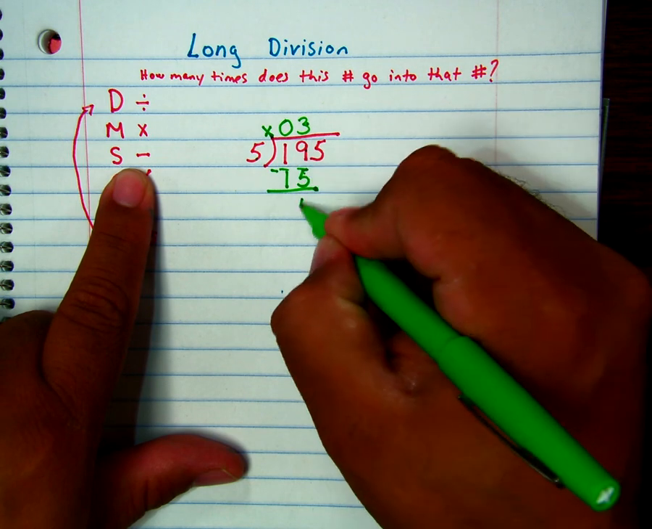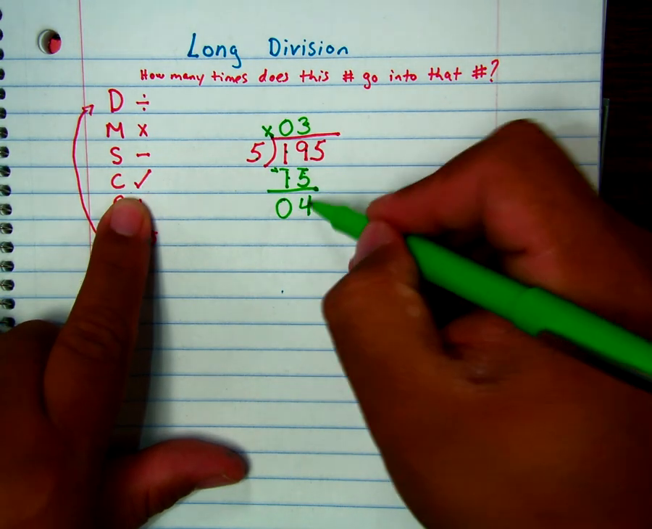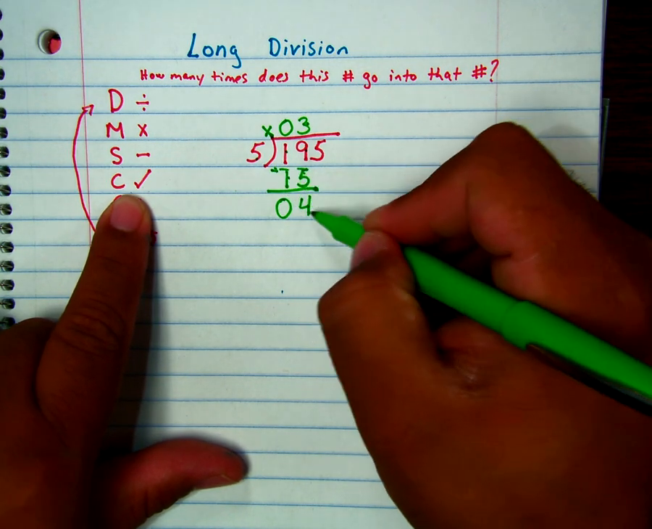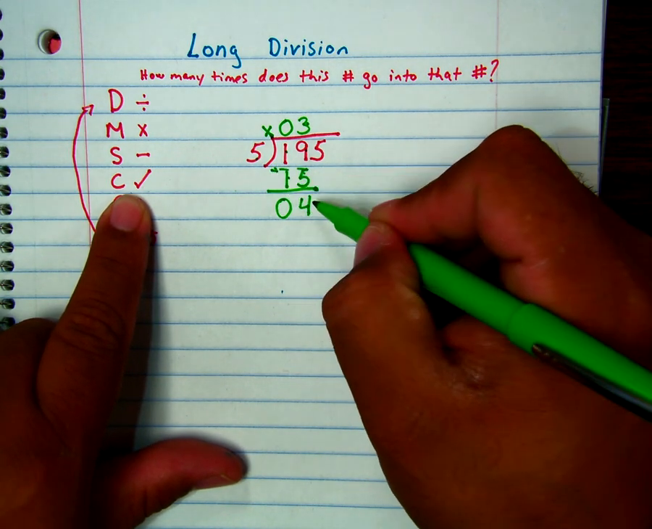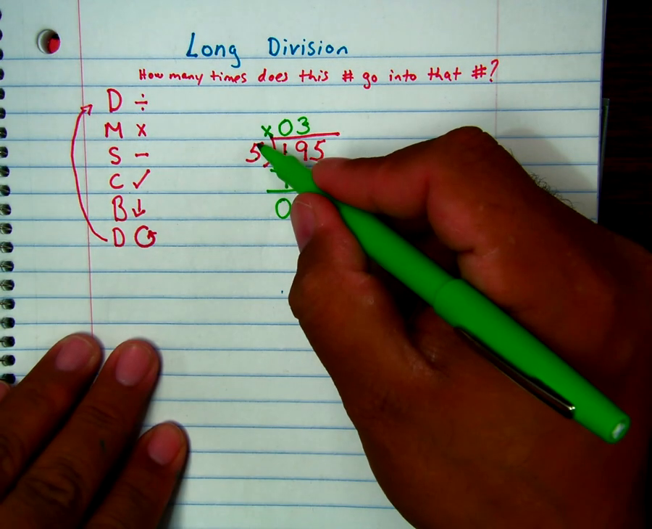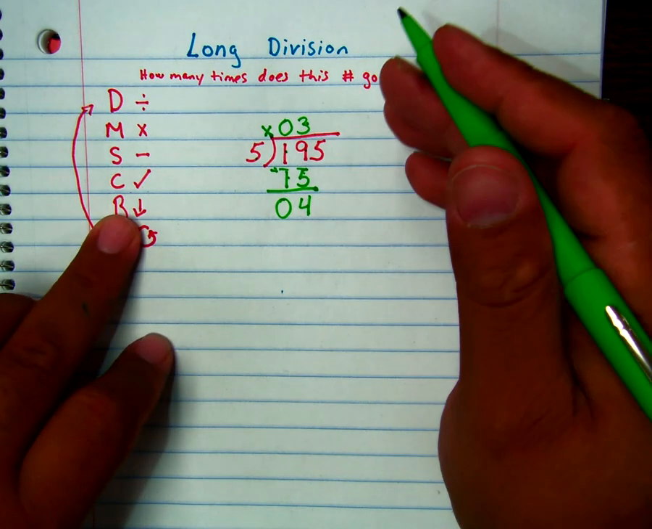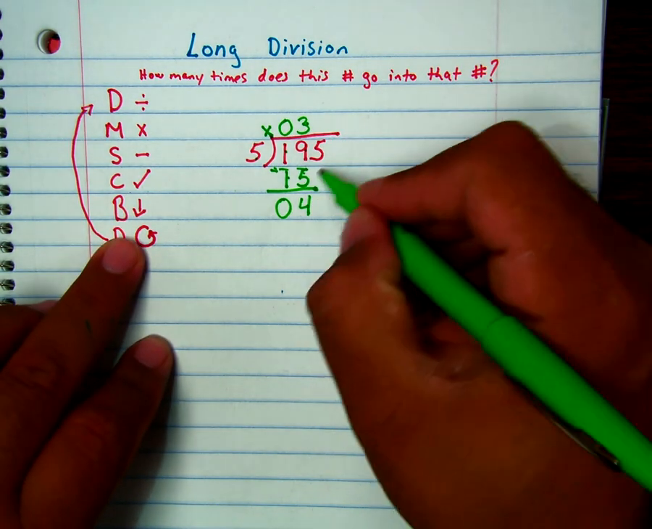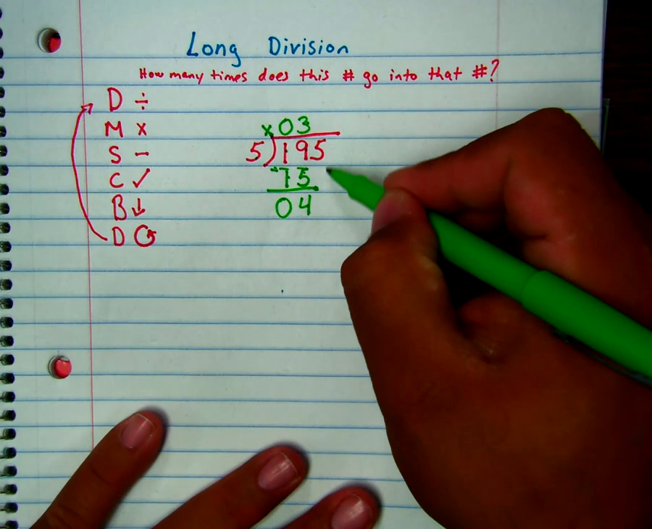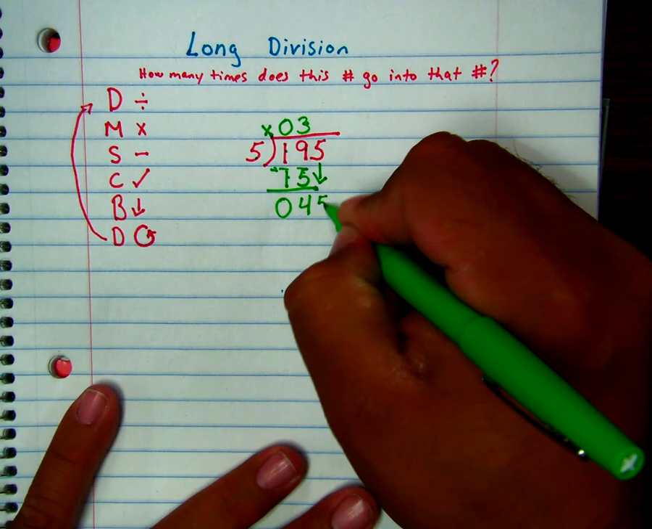9 minus 5 is 4. 1 minus 1 is 0. So we're going to check, is 4 less than our divisor? Yes, it is. Now, if we check and the number that we just subtracted is greater than our divisor, then we did something wrong and we have to check it out. We have to fix the mistake. The next step after we check is bring down. Is there another number to bring down over here on the side? Yes, there is. So we're going to bring down that 5.